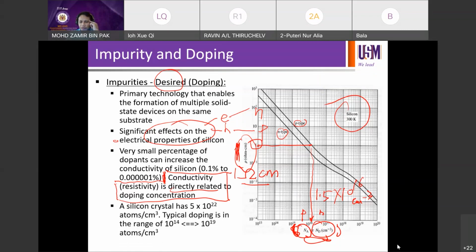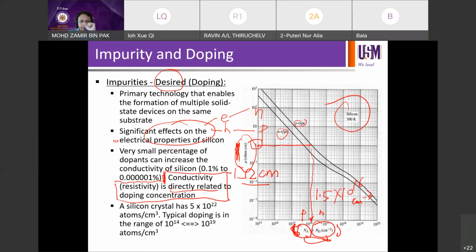You only know 0.1 ohm cm. You don't know the doping level, but you trust this curve. You count this curve as your reference. So what do you get? Anyone? Any guess? Just read from the graph. It's quite simple, right? 0.1 ohm cm. Between 10 to the power of 17 and 10 to the power of 18, for n-type. Yes, resistivity is 0.1 ohm cm, n-type.